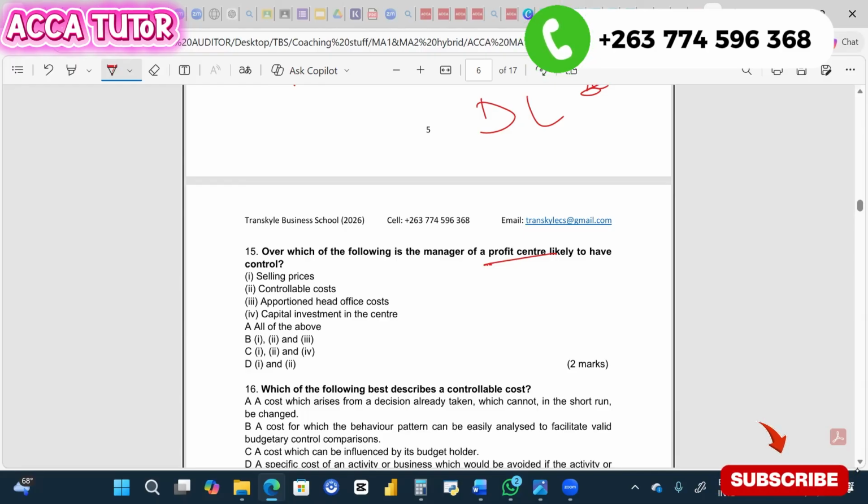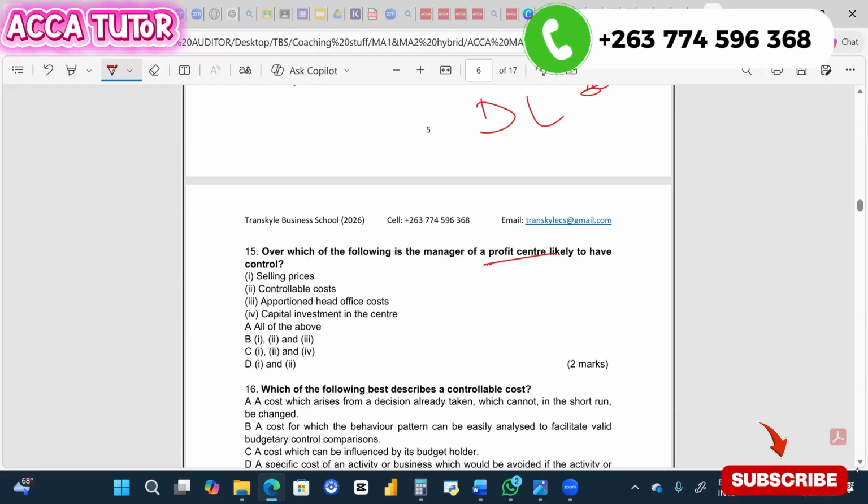Okay, let me say it this way. A profit center is a department within a company that generates its own revenue and is responsible for its own expenses and profits. Profits and what? Expenses. Yes, you're right.